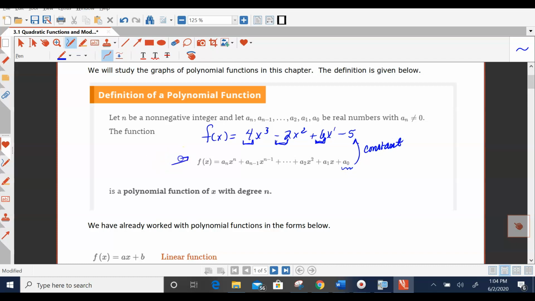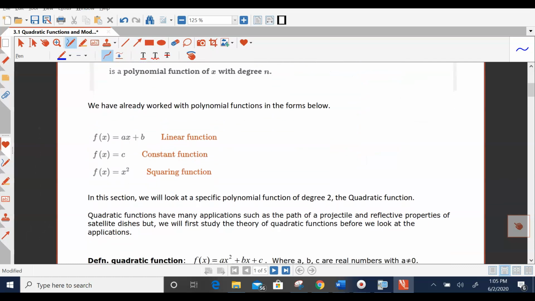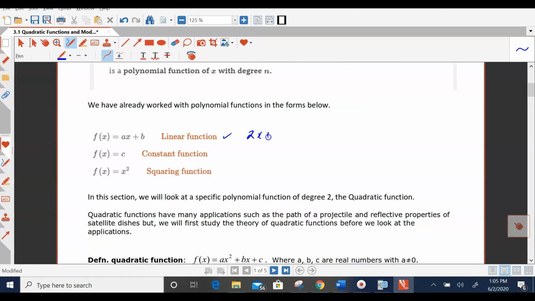So this is just a real fancy way of describing polynomial functions in general terms. Now, we've already worked with polynomial functions because actually a line is a type of polynomial function, like 2x plus 1. The constant function is a type of polynomial function. The squaring function is a type of polynomial function, so you've worked with some of these before. We're going to specifically look at the squaring function, which is called a quadratic.